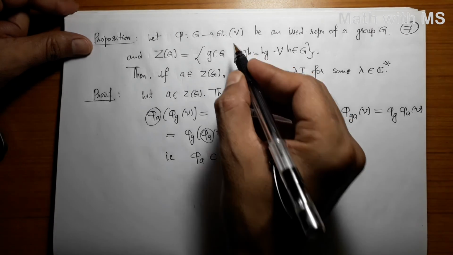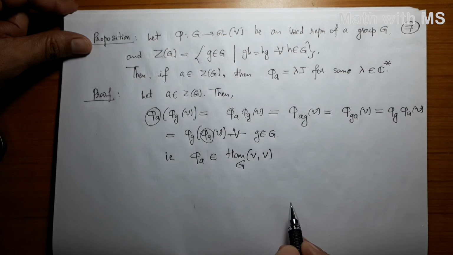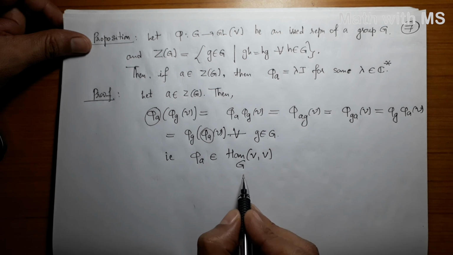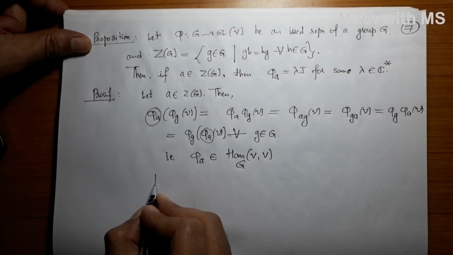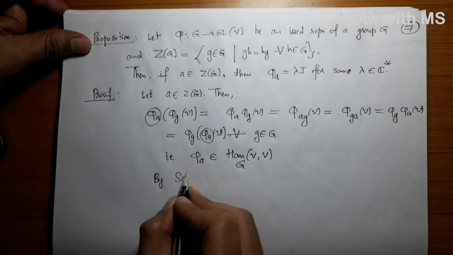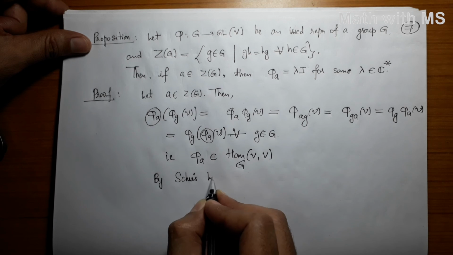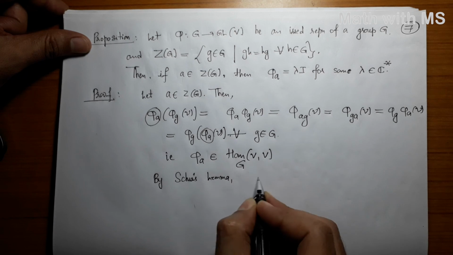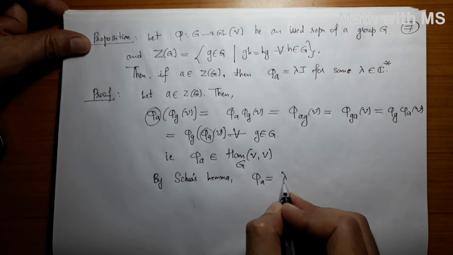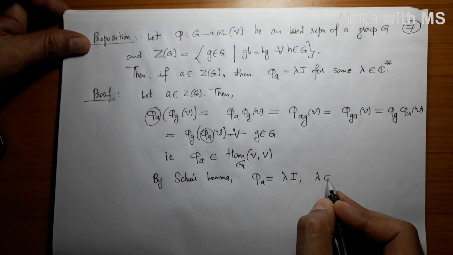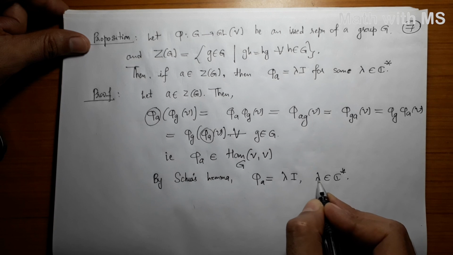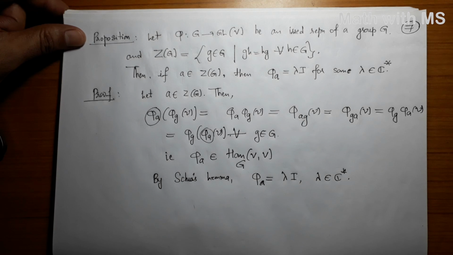And V is an irreducible representation. So by one of the corollaries of Schur's lemma, phi A has to be a scalar multiple of the identity. But phi A is invertible, so of course this lambda should belong to C star. It should not be 0. Okay. Very interesting observation. So it's a very general fact.